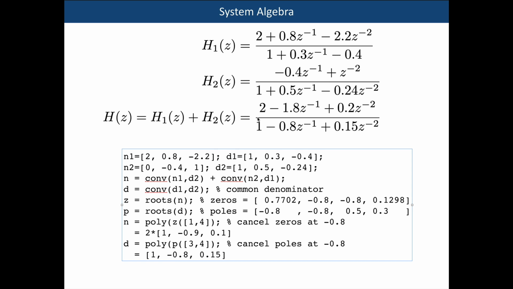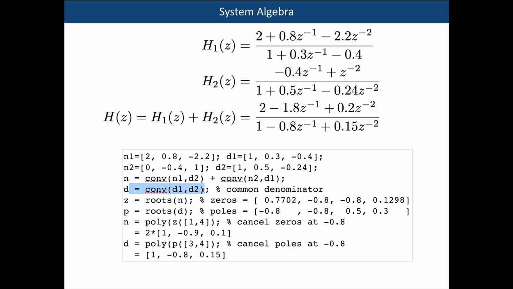You can check these numbers. I think I've typed these incorrectly. There's a lot of typing here. Plenty of places to make mistakes, but I think I've done that right. Now, how do we find the numerator polynomial of H and the denominator polynomial of H? Well, the denominator polynomial is going to be a common denominator between H1 and H2. So all we have to do is multiply these two polynomials together. And so that's given by this expression right here that you see.